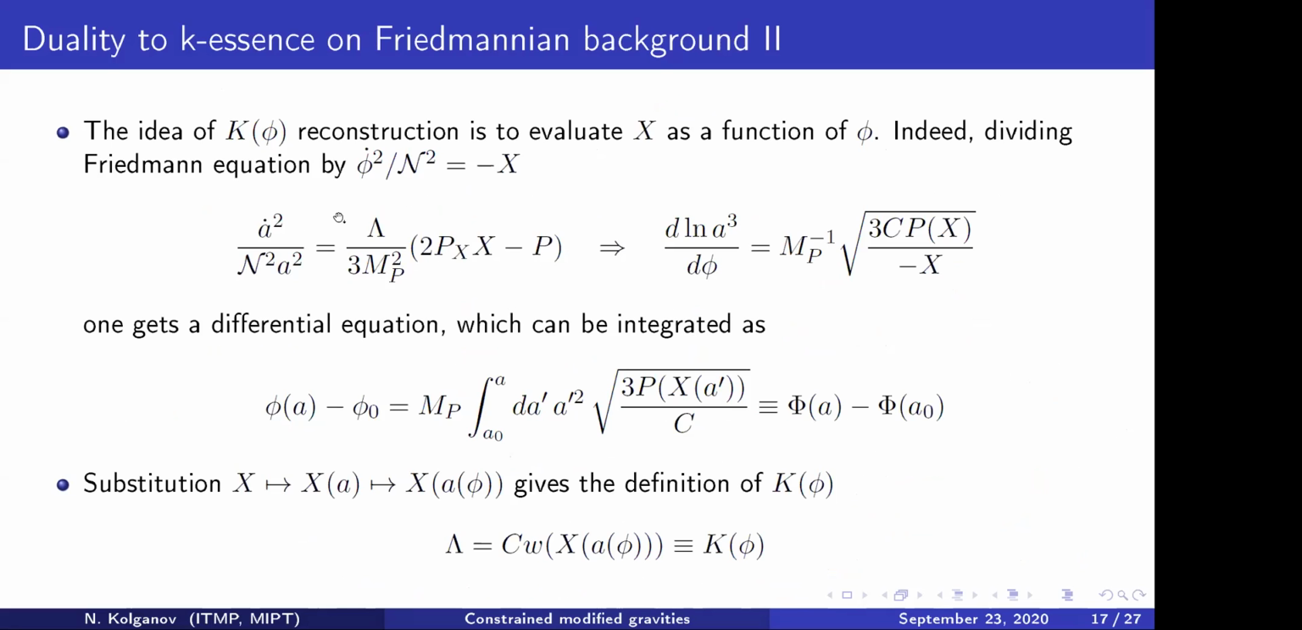So we can write down the Friedmann equation, which corresponds to variation with respect to the lapse function. Substitute here lambda equal to c times W of x. Next, we divide the Friedmann equation by x, take its square root, and find the differential equation which expresses phi as a function of a. X should be substituted from the constraint equation. Remember that constraint equation. I'm sorry, wait. How do you get the equation which doesn't involve time derivatives?